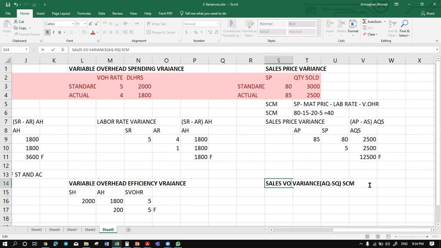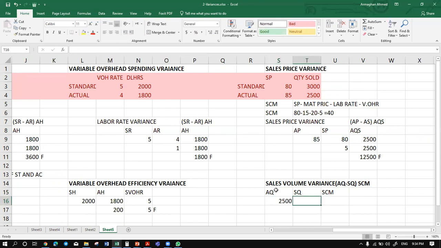Sales volume variance, right? This is the sales volume variance formula: actual quantity, then standard quantity, then standard contribution margin. How much actual quantity do we have? Number of units sold, actual quantity, 2500. Standard quantity, how many units sold? 3000, right? And standard contribution margin, how much do we have? 40. Am I right? 40.